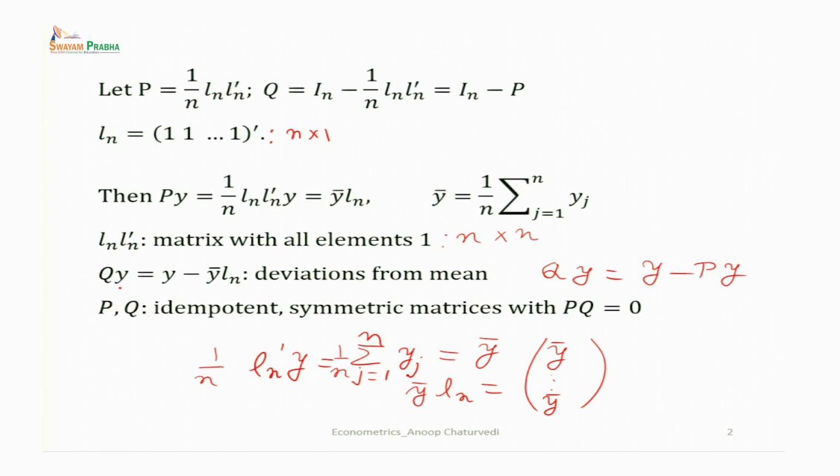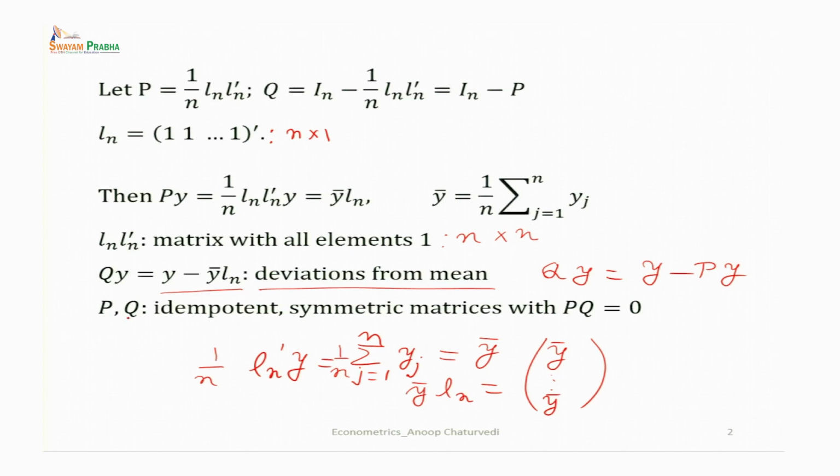So, basically if you pre-multiply vector y by Q, it gives you the deviations from mean. Each element of y minus y bar l n is a deviation from mean, meaning the ith element of y minus y bar l n is y i minus y bar.